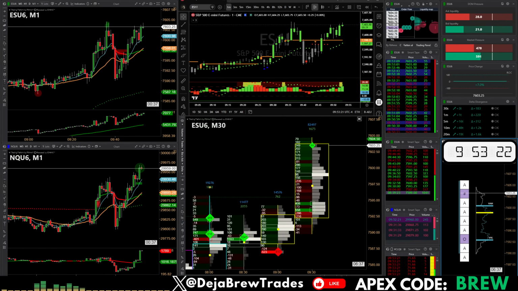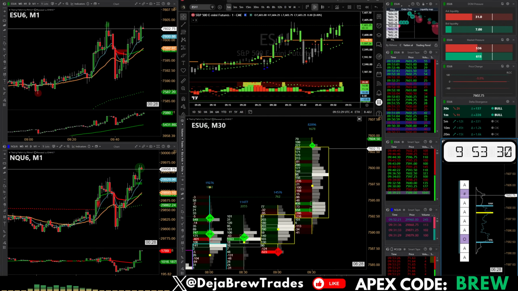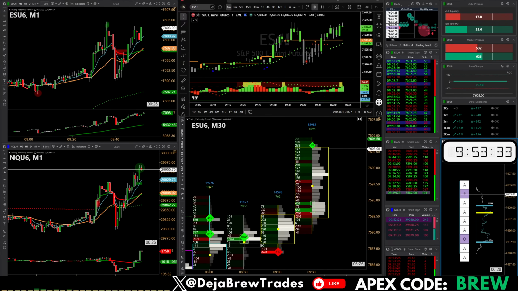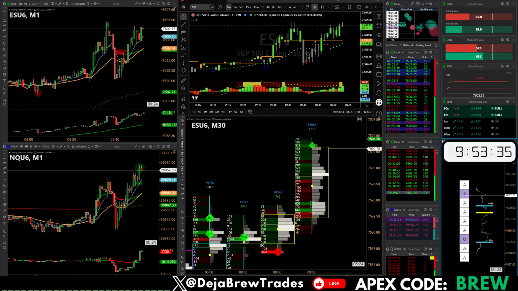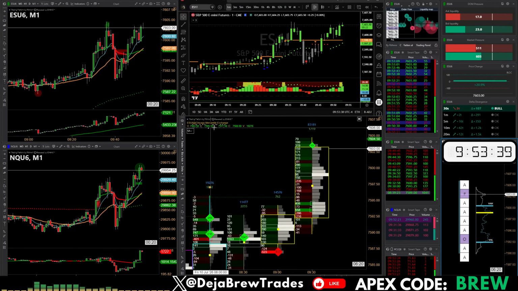Keep an eye on that 990 level on NASDAQ here. That is the break of balance level. It stays above that, we're trying to break out. This is a 30-minute. You can see the watermark in the top left.